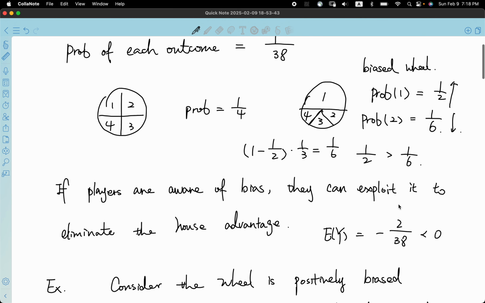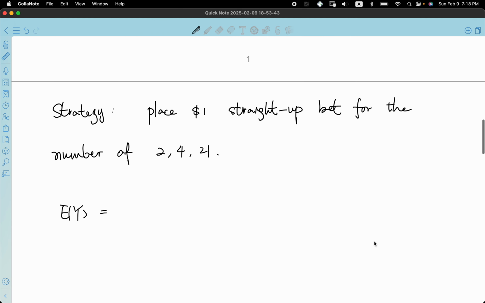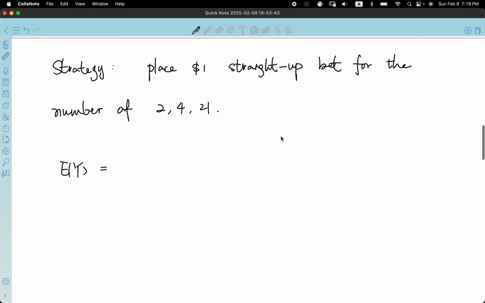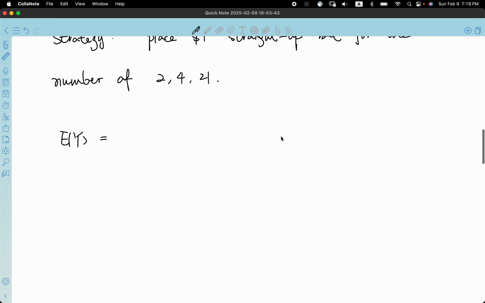Also here, just recall that the expected profit for an unbiased roulette will have a negative expected profit. So now let's calculate the expected profit for a biased wheel. Before we calculate the expected profit, maybe we can also make a table first.